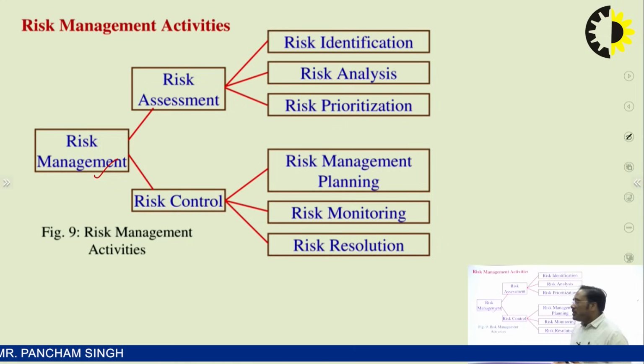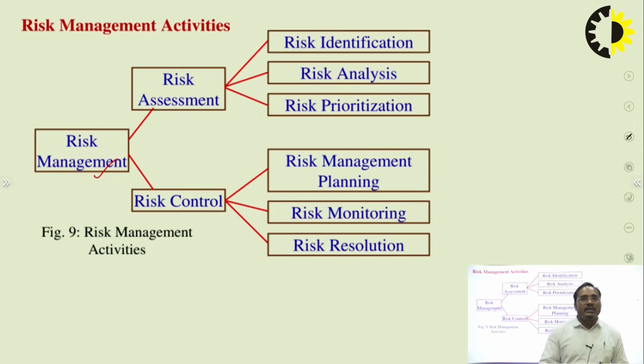Risk prioritization. Definitely you will find out which type of risk you are facing at the beginning level and at the end level. First you will find your prioritization, meaning you will write down which type of risk you will face. What about risk control? With risk control, you basically control the risk as per the planning. So before you develop a project, you will plan everything. Planning is required for risk control: risk management planning, risk monitoring and risk resolution.